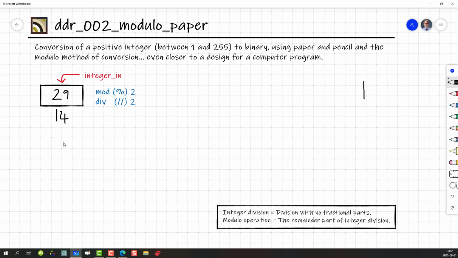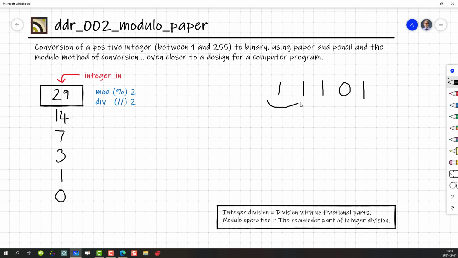So I write the remainder over here on the right, and I write the answer to the integer division here. I now repeat this process, 14 modulo 2. Well, 2 goes into 14 7 times with no remainder. I'm going to repeat again. 7 modulo 2, so 2 goes into 7 3 times, remainder 1. I now repeat again. 3 modulo 2, 2 goes into 3 once, remainder 1. 1 modulo 2, well, 2 goes into 1 0 times, remainder 1.